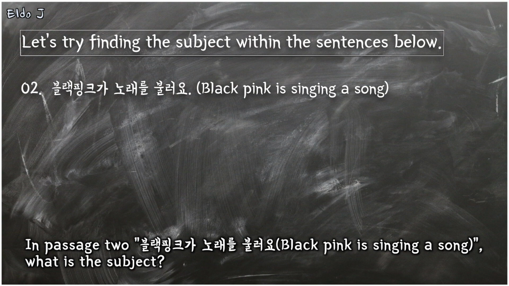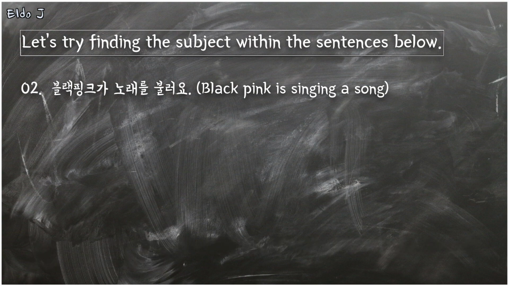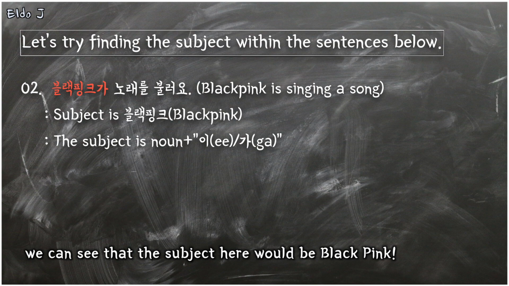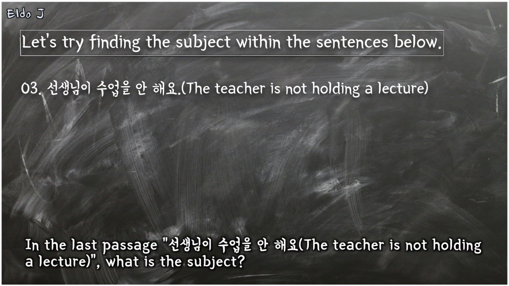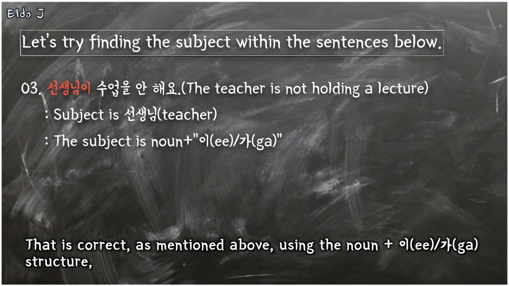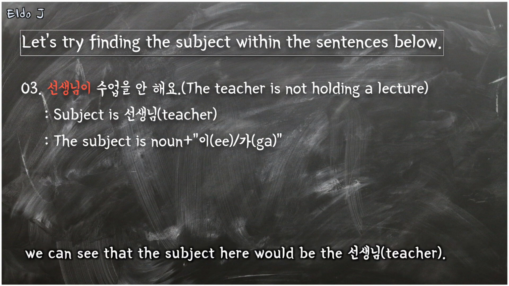In passage 2, 블랙핑크가 노래를 불러요. What is the subject? That's correct. Using the noun plus 이가 structure, we can see that the subject here would be Blackpink. In the last passage, 선생님이 수업을 안 해요. What is the subject? That's correct. Again, the subject here would be 선생님.